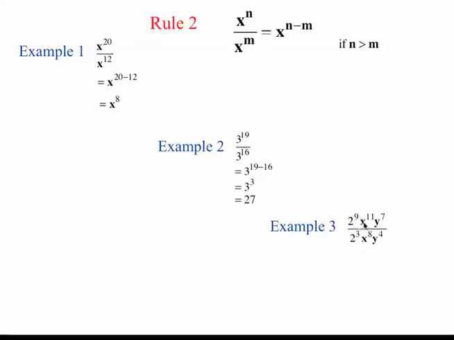Okay, example number 3. Here we have 2 to the 9 times x to the 11 times y to the 7 divided by 2 to the 3, x to the 8, y to the 4. And we're going to subtract the exponents. So the bigger minus the smaller, 9 minus 3, is going to be 2 to the power of 6. X to the 11 minus 8.